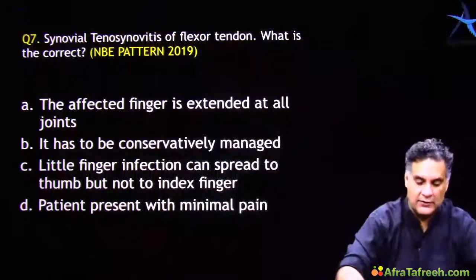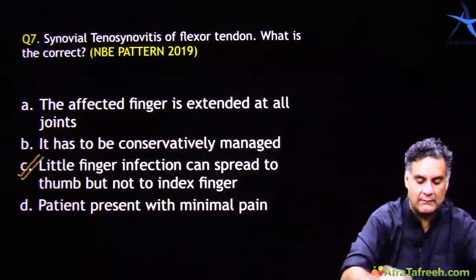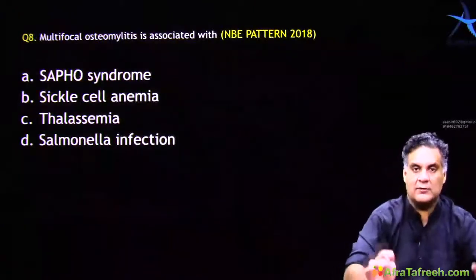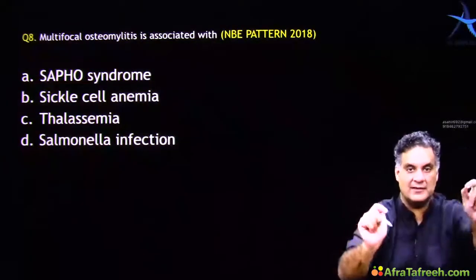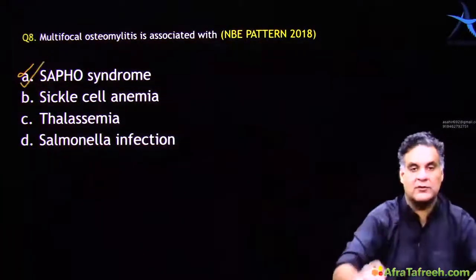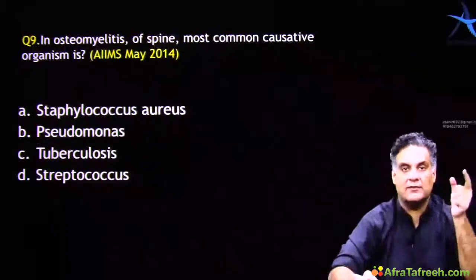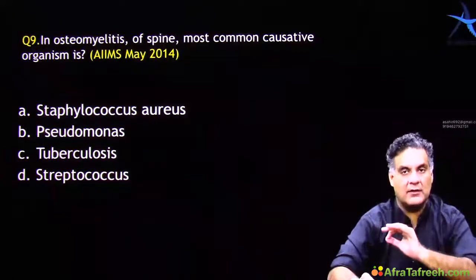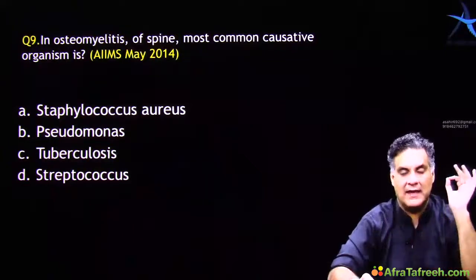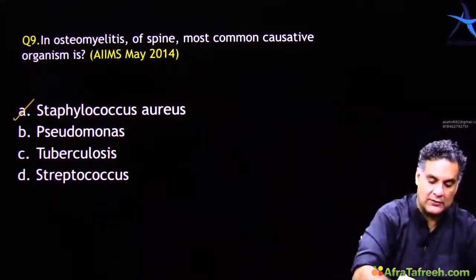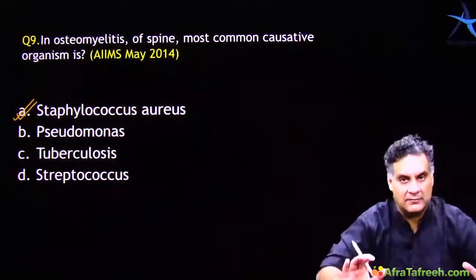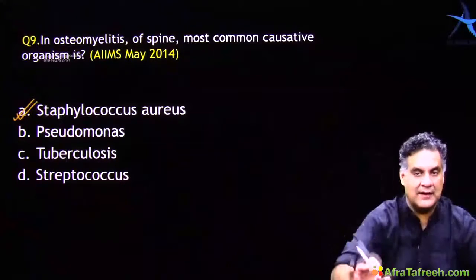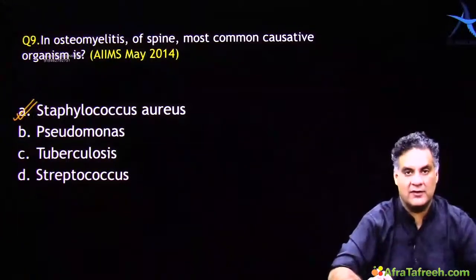This is what I discussed with you, that little finger can spread to the thumb but not to the index finger. This is true about tenosynovitis. Multifocal osteomyelitis: here you have both options, SAPHO syndrome and sickle cell, and I told you that you will choose SAPHO syndrome. And in osteomyelitis of the spine, the most common organism, remember, in cases of any bone in the body, the king of orthopedics is Staphylococcus aureus. Do not try to deviate from this path. Remember, this is a very, very important point. So anywhere, even the spine, the organism is going to be Staph aureus.